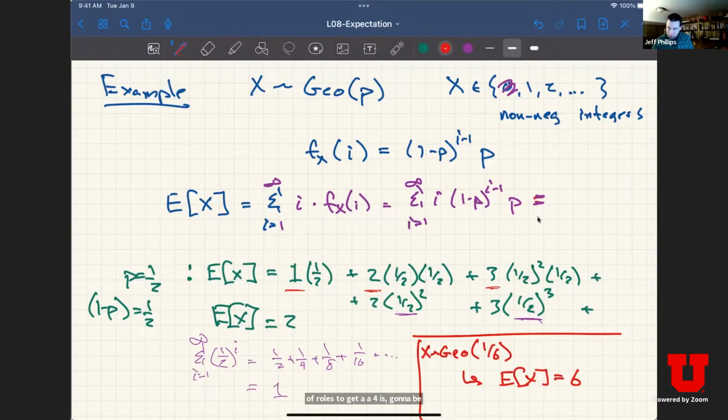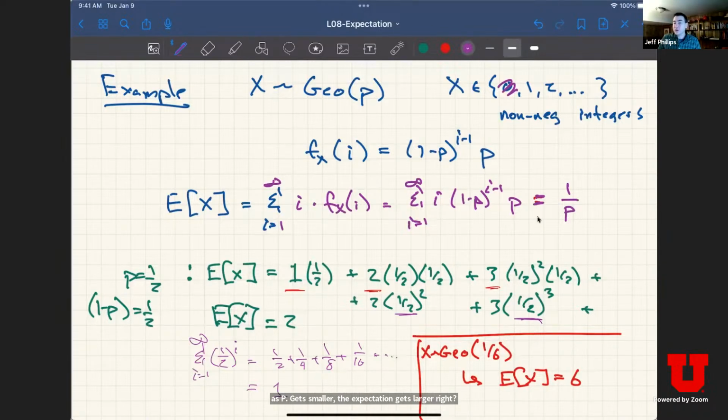Someone in the chat has guessed that the expectation of a geometric random variable in general is going to be 1/P. It's going to depend on this parameter P, right? So as P gets smaller, the expectation gets larger.